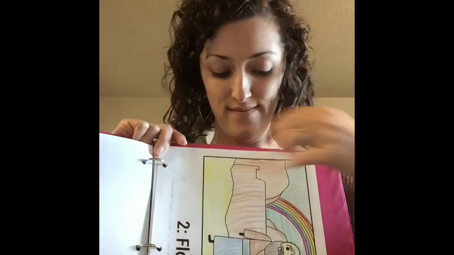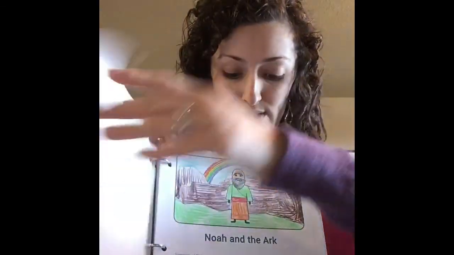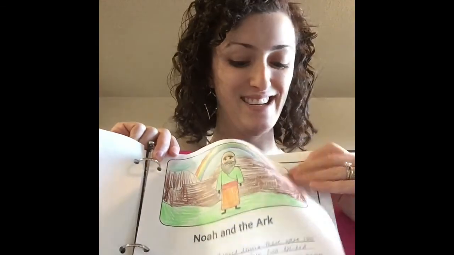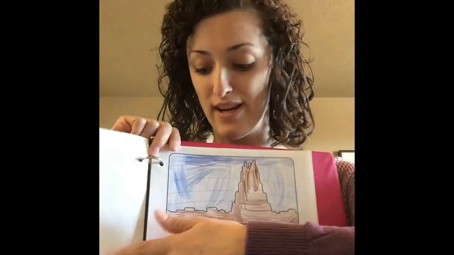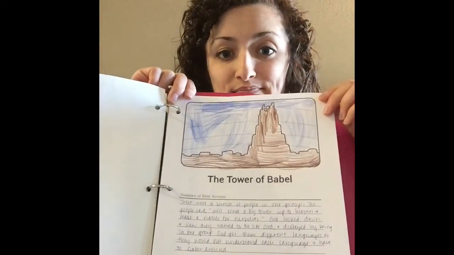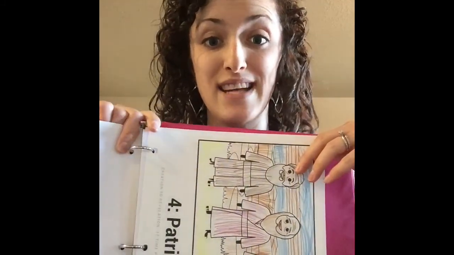And then next time period is the flood. There was one event that occurred in this time period, and that was Noah and the flood. And same with the next time period, scattering of the people. The only event occurring in that time period was the building of the Tower of Babel. And then we had a lot of things we learned about in the time period of the patriarchs.